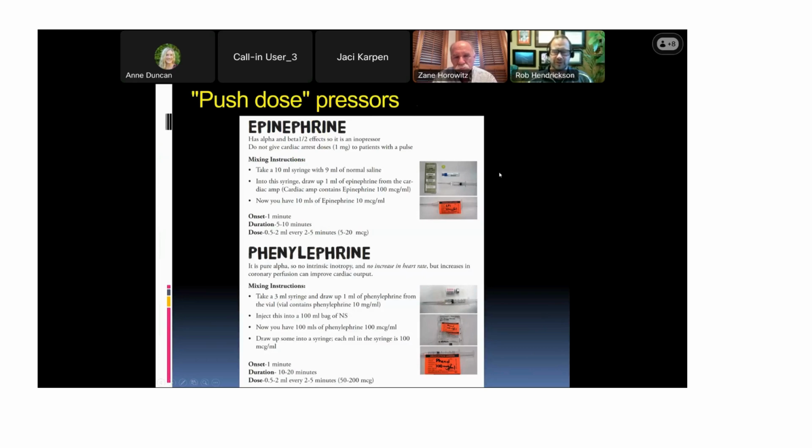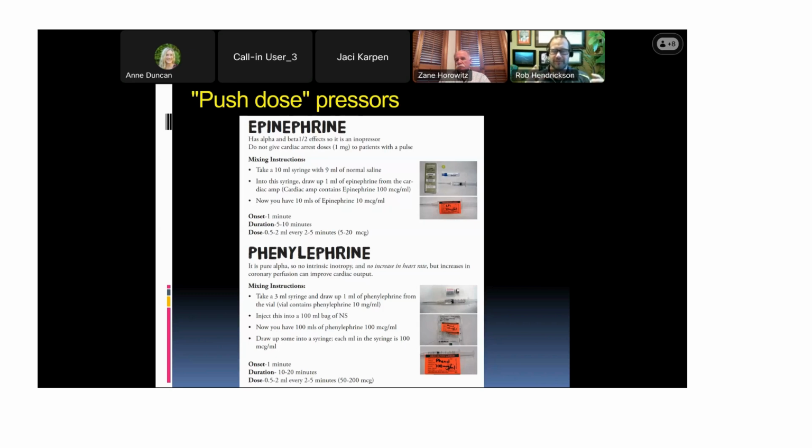Push dose pressors, classically epinephrine and phenylephrine. The idea is if you had someone who was hypotensive and bradycardic, say a calcium channel blocker overdose, starting them on the lowest dose of epinephrine infusion, waiting an hour to see if it works, and titrating up, it seems like you've wasted all of that time. The more rational way to do that is to give them boluses of epinephrine until you get an effect and then start the infusion. And that's sort of the idea of push dose pressors.